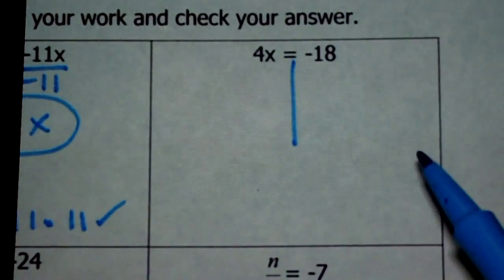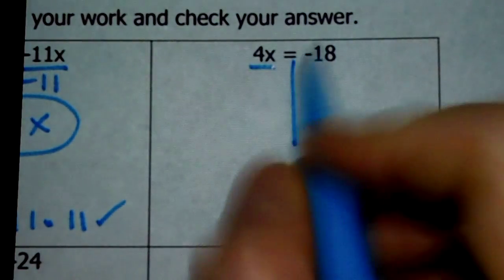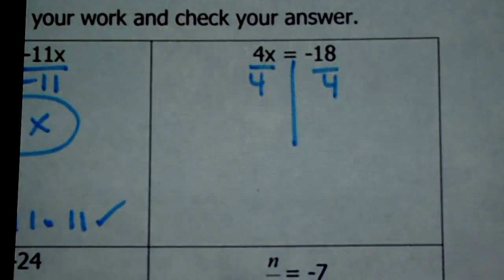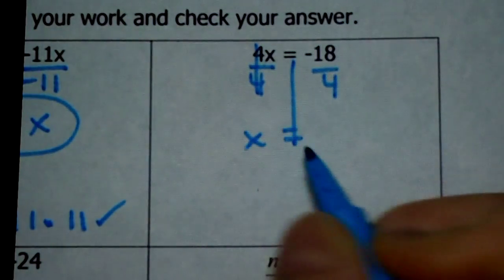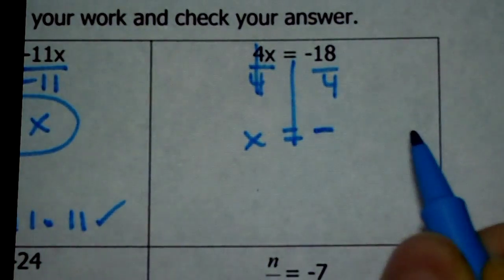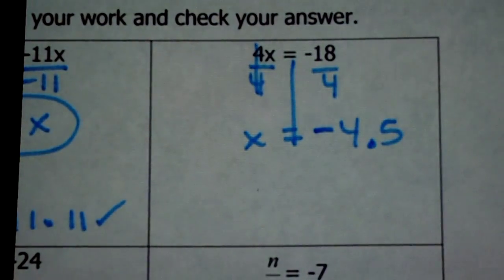X is being multiplied by 4. To undo that, I'm going to go ahead and divide both sides by 4, because that's what x is being multiplied by. So 4 divided by 4 is 1, and 1x is x. And when you take a negative 18 divided by a positive 4, first off, I'm going to get a negative. And 4 goes into 18 4.5 times. You're allowed to get decimal answers. It's not a big deal.